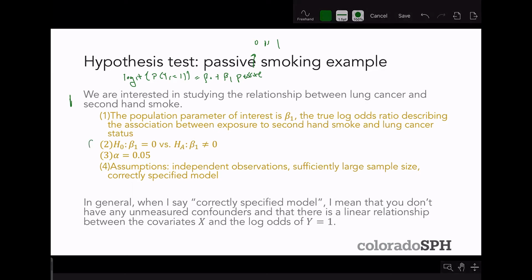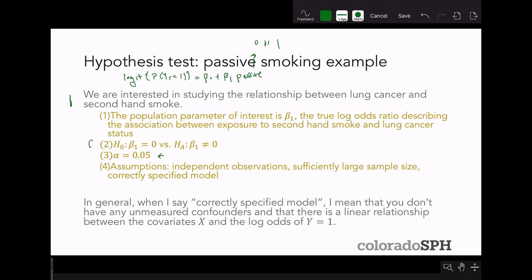Then second, we state the null hypothesis. Here, a null hypothesis of beta 1 equals 0 would indicate no association between passive smoking and lung cancer, versus an alternative hypothesis that beta 1 is not equal to 0, meaning that there is an association, but we don't know whether it's a negative or a positive association. We're going to choose alpha equals 0.05.